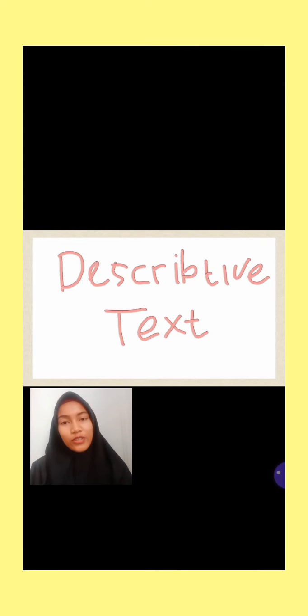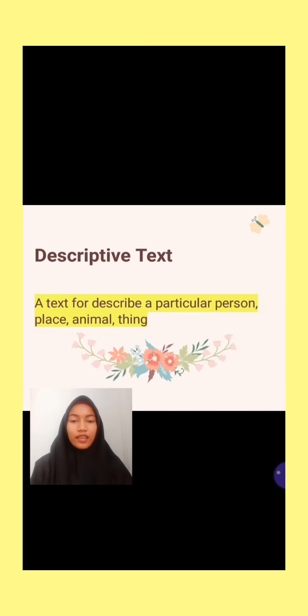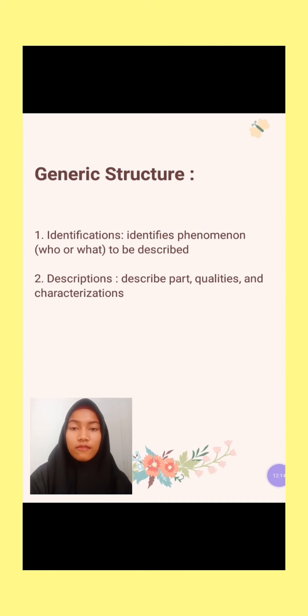Okay, well, students, you enjoy the video, right? So, today we would like to learn about descriptive tag. Let's see one by one. Okay, so descriptive tag is a tag for describe a particular person, place, animal, and thing. The generic structure of descriptive tag is, the first one, we must include identifications. It means identify phenomenon. It could be who or what to be described. And the second one is descriptions. It includes describe parts, qualities, and characterizations.